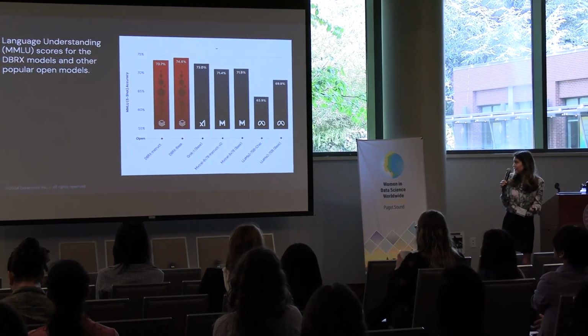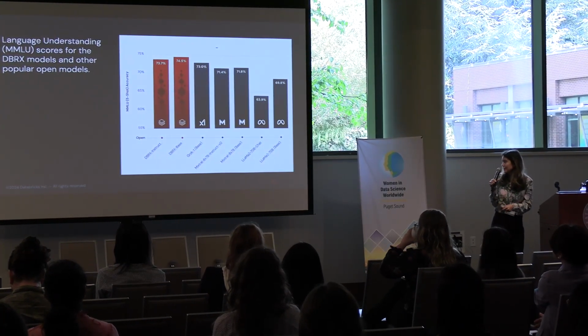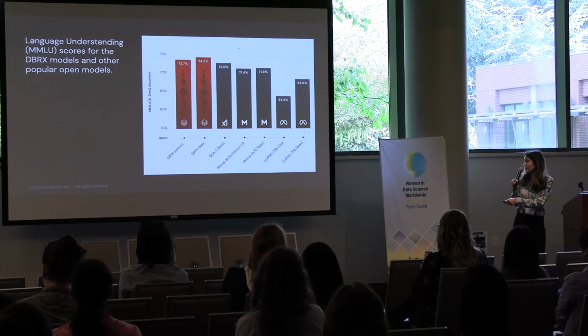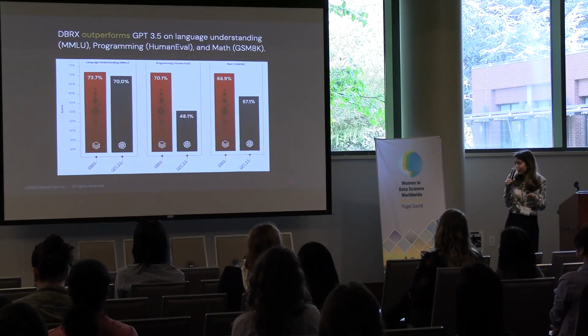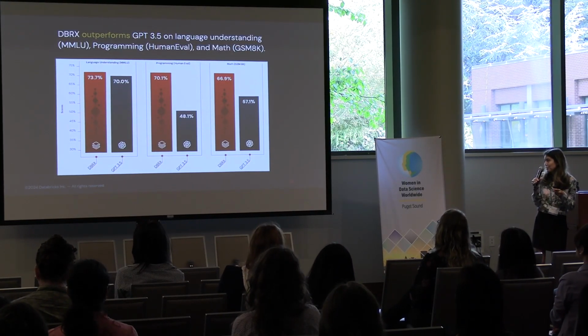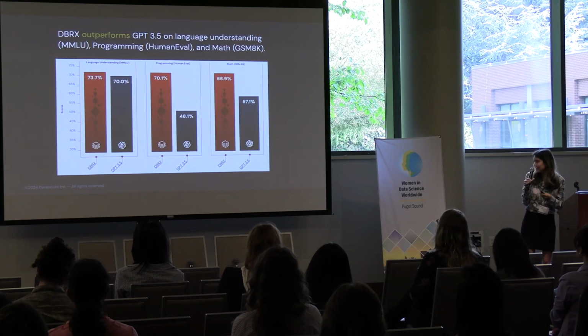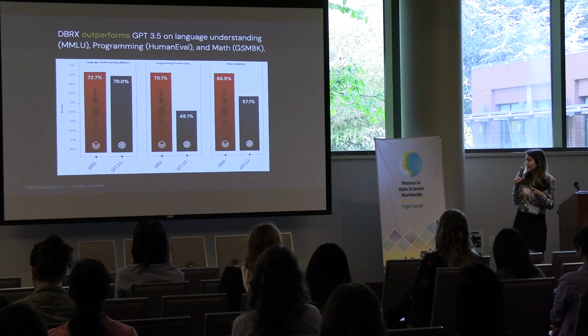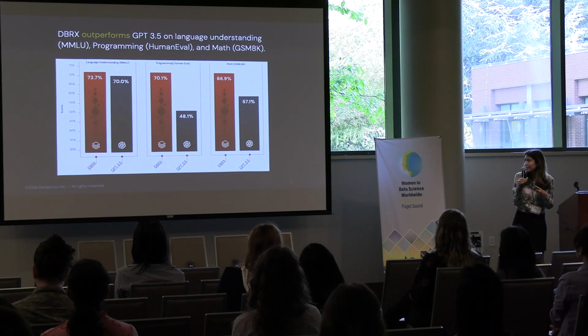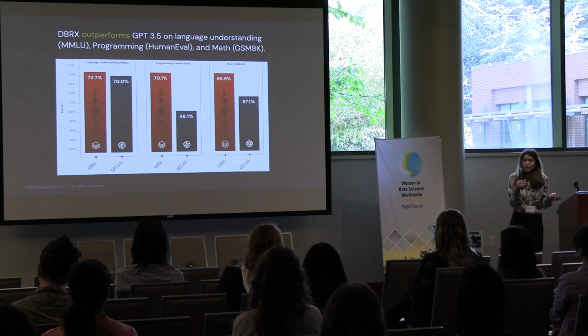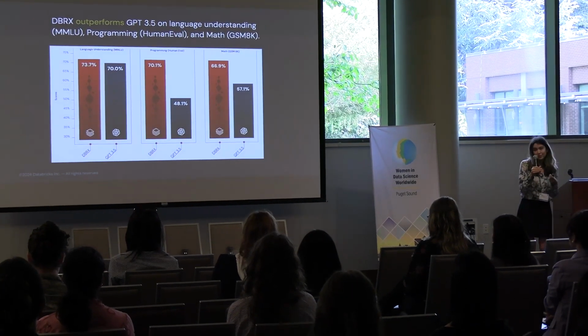Here's another graph that shows our performance against some other models. This is our head-to-head comparison against GPT 3.5, which is not the current best version of GPT. You can see that we're beating them on Human Eval and GSM-8K. They are closed source models, so researchers can't download the weights.